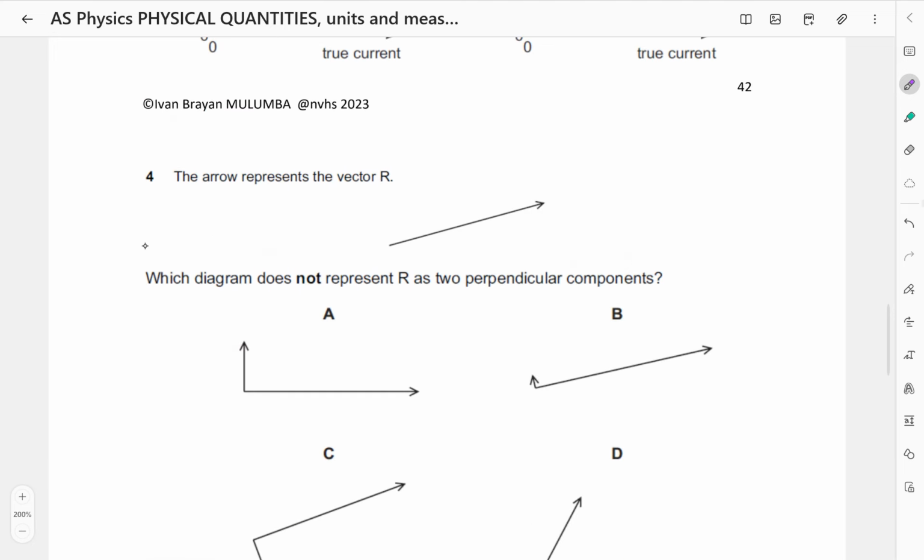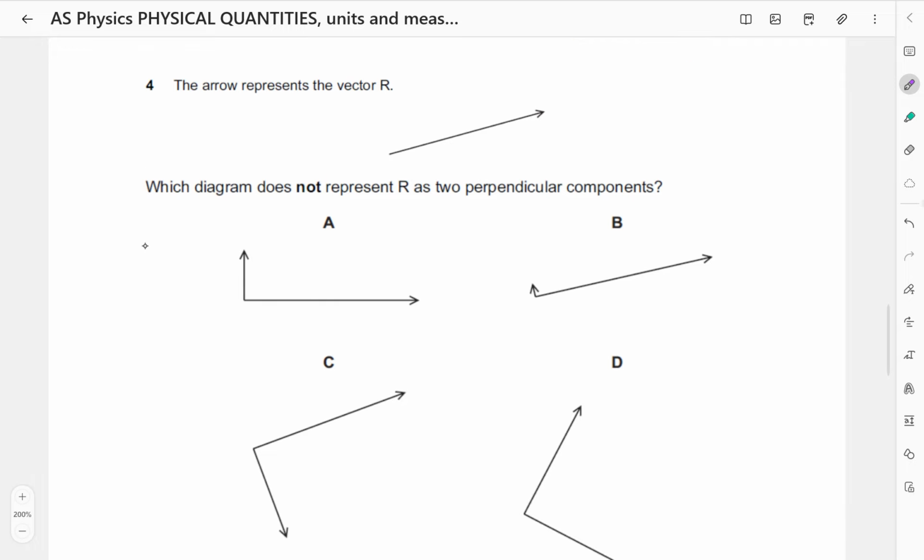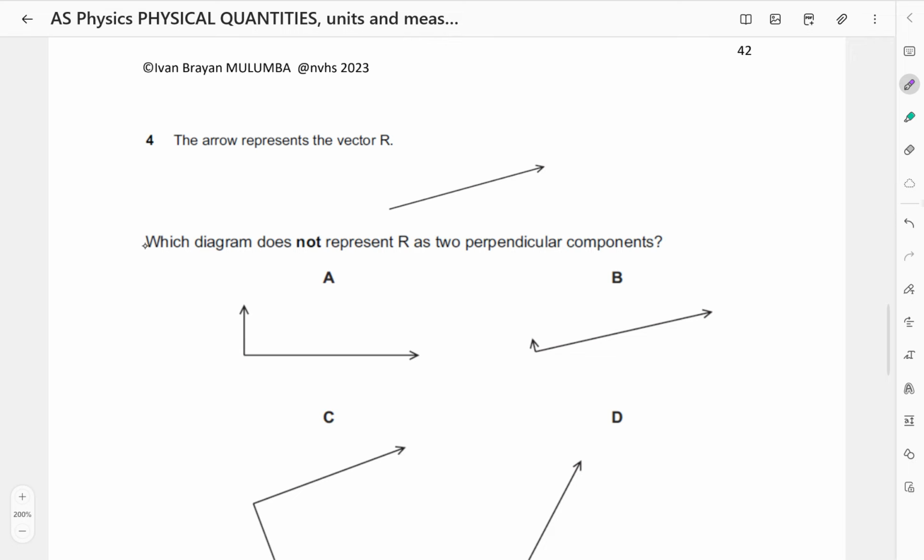The arrow represents the vector R. Which diagram does not represent R as two perpendicular components? So this is vector R. If I try to look at the components of R, most likely they should be similar to these ones here. So when I resolve R, I could have a component in the horizontal and a component in the vertical, which qualifies A to be correct.